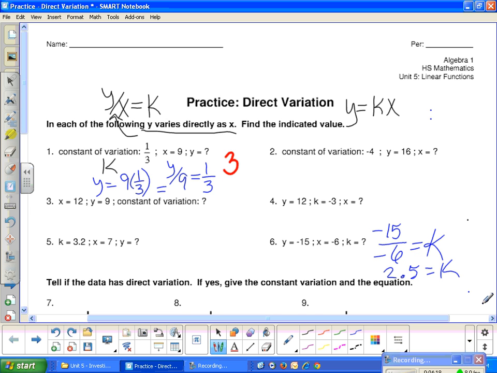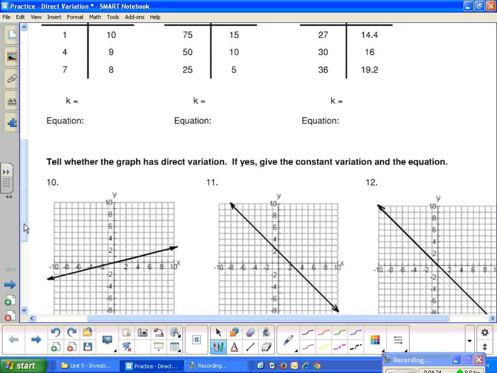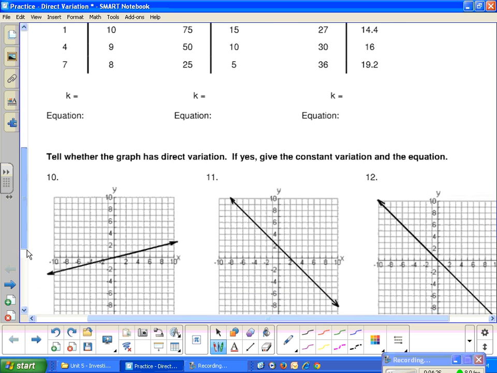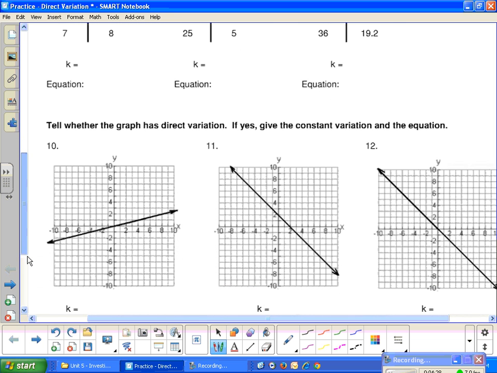Okay, I'm going to skip the table for just a second because I want to look down at the graph, because these are easy. Tell when the graph has direct variation. Write this underneath it: must go through 0, 0. If yes, give the constant of variation. This is your slope, because slope is rate of change.